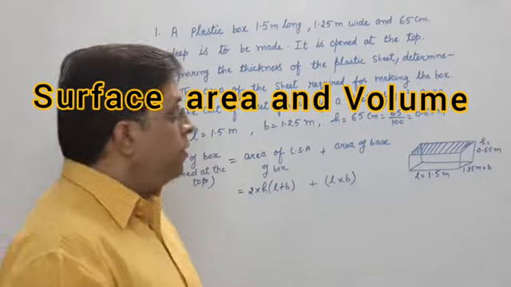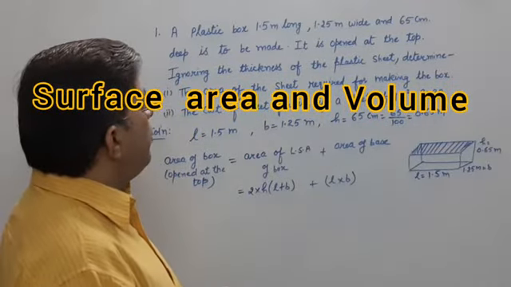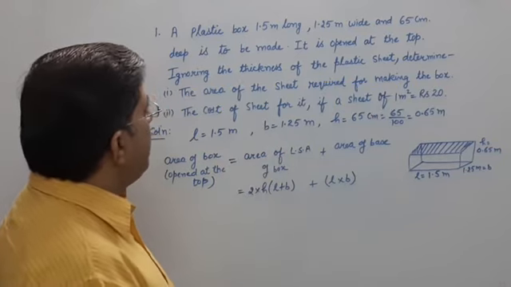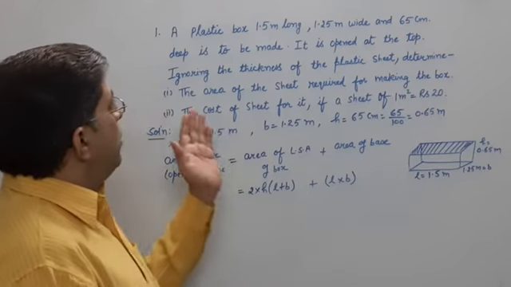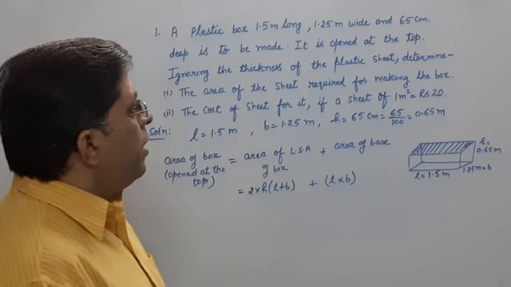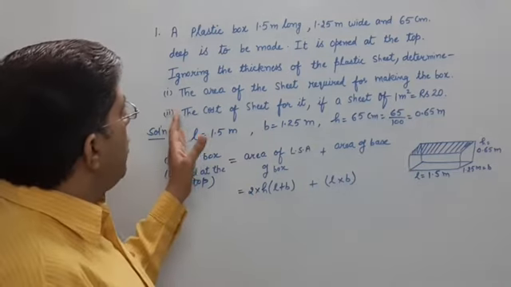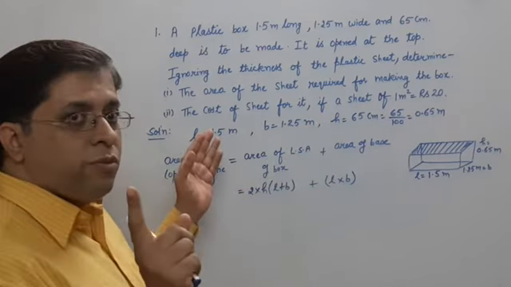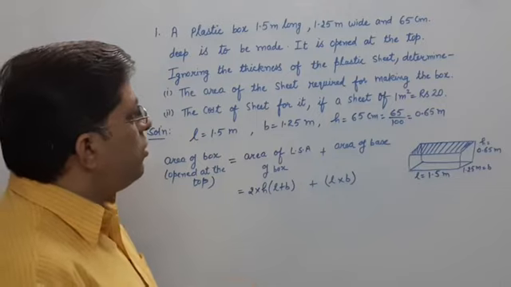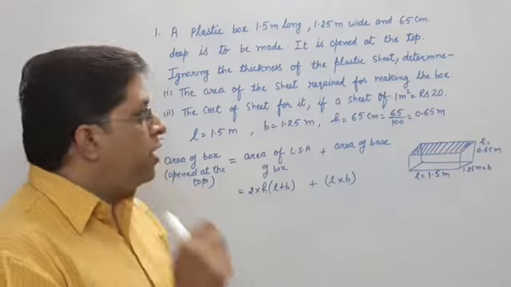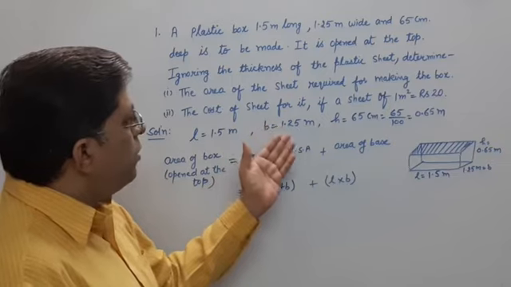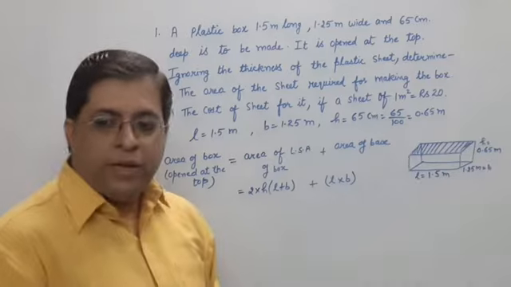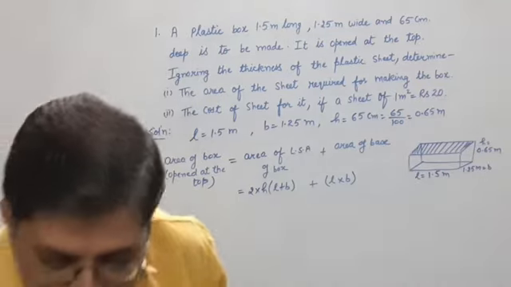Yes, question number 1. A plastic box 1.5 meter long, 1.25 meter wide and 65 centimeter deep is to be made. It is open at the top. Ignoring the thickness of the plastic sheet, determine first the area of the sheet required for making the box, and second, the cost of the sheet if the sheet of 1 meter square costs rupees 20.